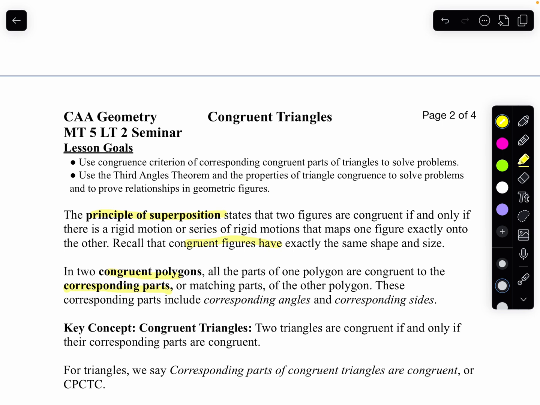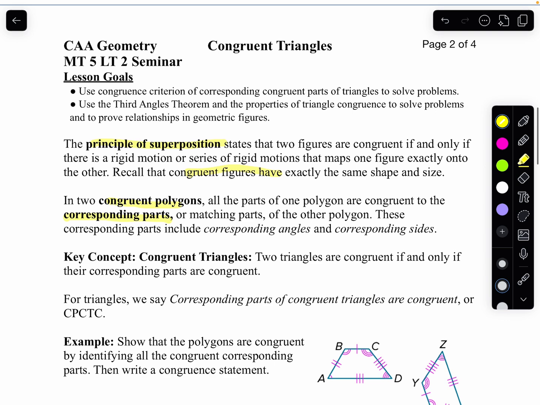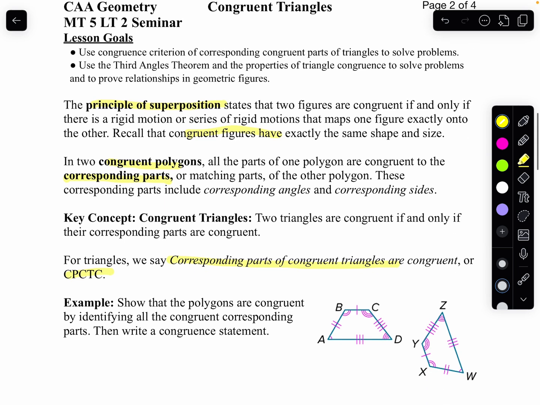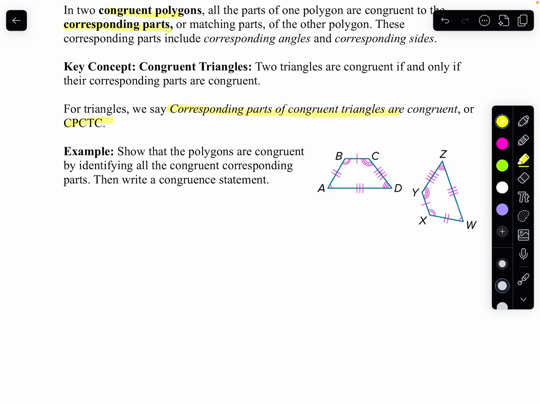We call that corresponding parts of congruent triangles are congruent. That's a long statement, so we abbreviate CPCTC. Corresponding parts of congruent triangles are congruent. So let's do that on this shape. I want you to show me that these 2 shapes are congruent.